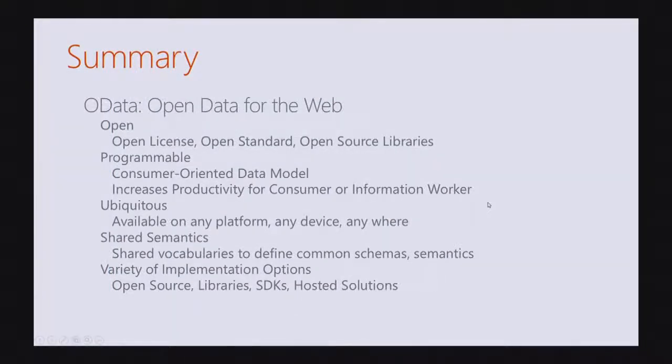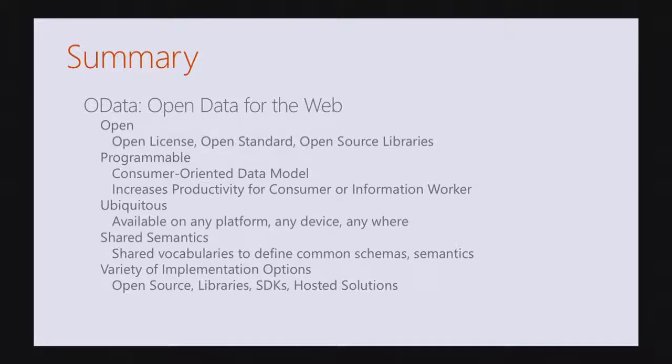All right, so in summary, we talked yesterday about what OData is. It's open data for the open web. The protocol itself is very open. It is very accessible by consumers because it exposes its data model. It describes what you can do with the service through $metadata and through the service document. And that helps increase the productivity.